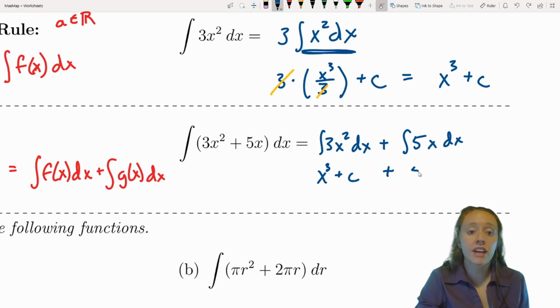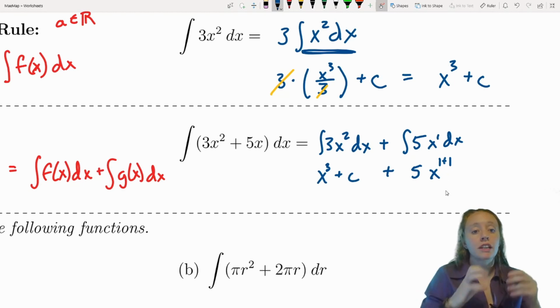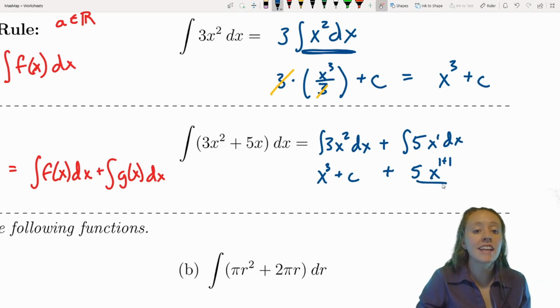Remember, we can leave that constant out in front, and integrating x, power rule here, that will become x to the 1 plus 1, because this is like x to the 1. So we're going to increase that exponent by 1 and then divide by that new exponent. So divide by 1 plus 1, and this also has a plus c.